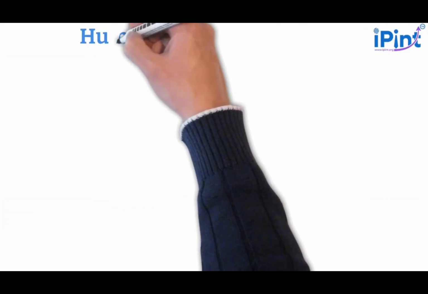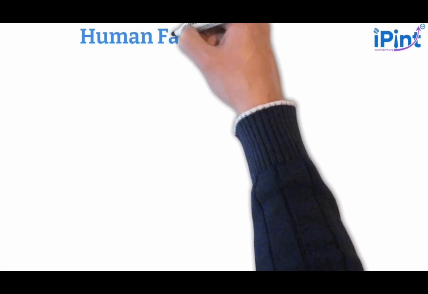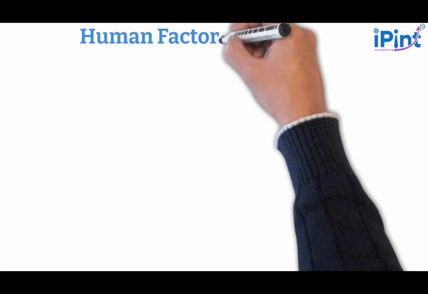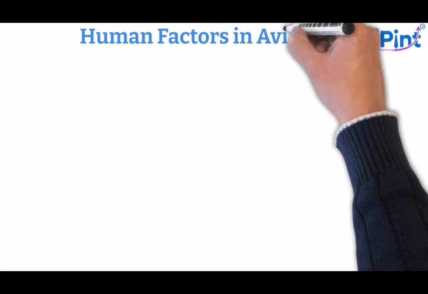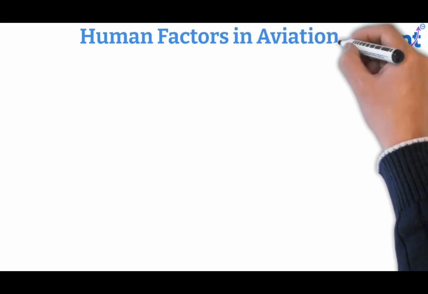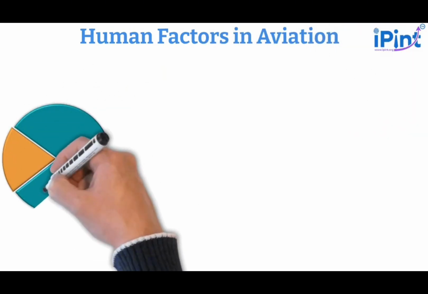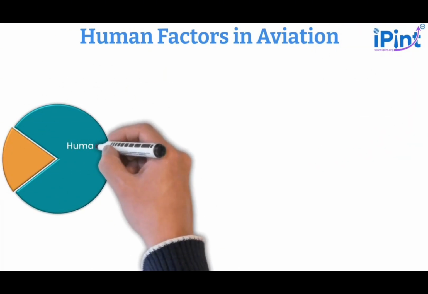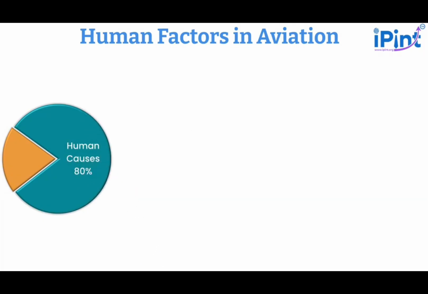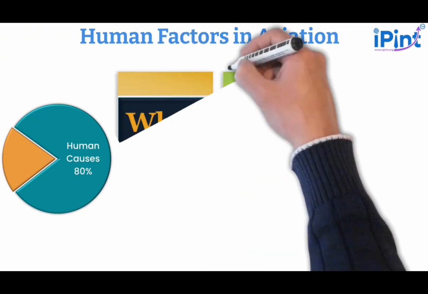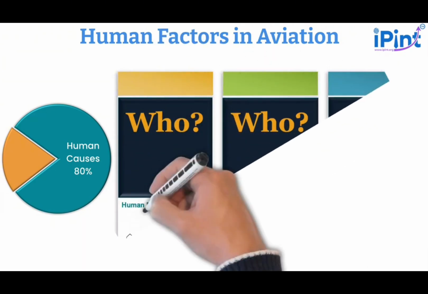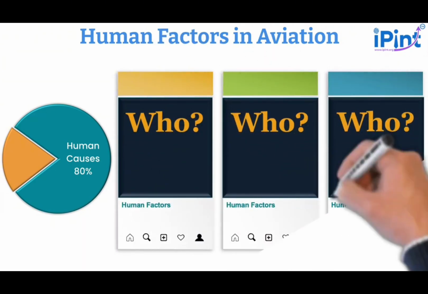Did you know that 80% of aviation incidents are caused by human factors, not the aircraft itself? That means the people behind the operation are the biggest variable in aviation safety. But who are we talking about? There are 3 key groups in aviation where human factors play a critical role.